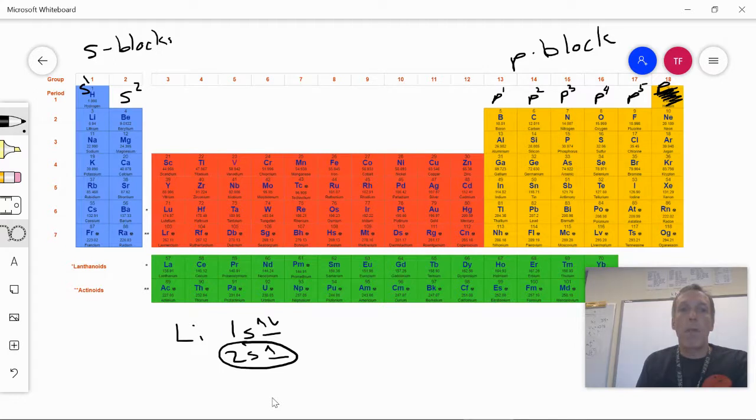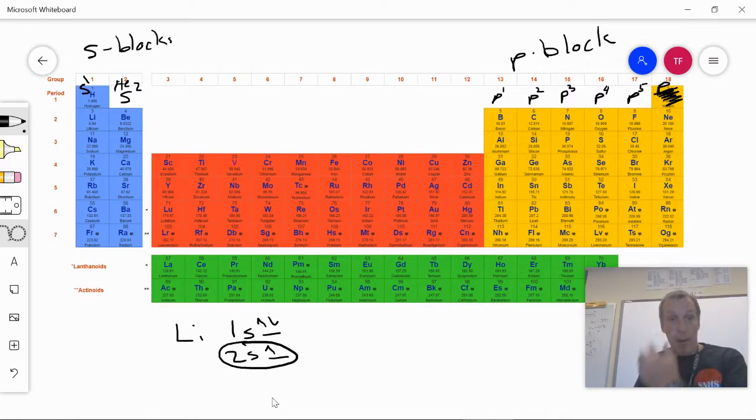Sometimes helium is written over here in this section because really helium ends in s2, and it belongs more in here when we talk about electron configurations. We'll get to why it's over here later in the next unit, but for electron configurations, it ends in s2, so often it's written over here on the s block.